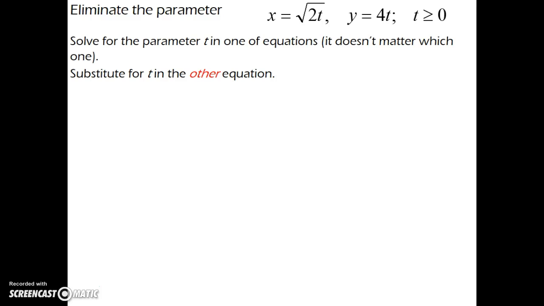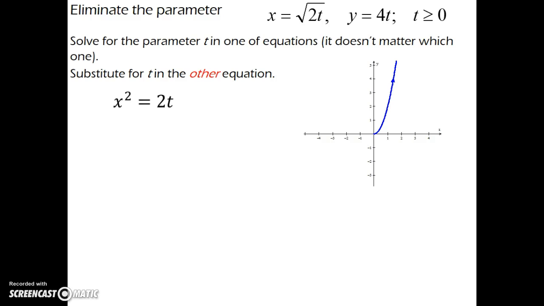Here we are given this set of parametric equations: x equals the square root of the quantity 2t and y equals 4t, and our t values must be greater than or equal to 0. And we want to eliminate the parameter. So here's the process. We're going to solve one of these for the parameter t. It doesn't matter which. I can put t in terms of x, or I can put t in terms of y. I'm going to take one of these equations and solve it for t equal to the other variable. Then I'm going to take that and substitute it in for t in the other equation. So let's see what that looks like.